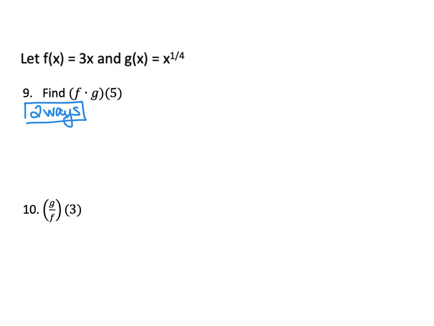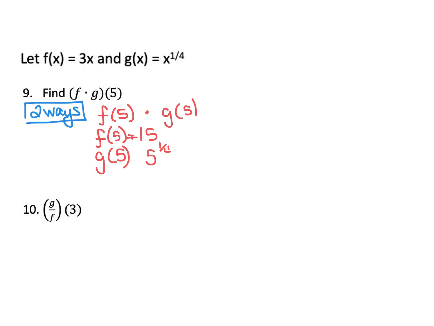So the first way of doing this is to find f of 5 and multiply that by g of 5. Like plug 5 into the original functions. So f of 5 would be equal to 3 times 5, which would be 15. And g of 5 would be 5 to the 1/4 power, if I just plug in. And then if I multiply these together, I would get 15 times 5 to the 1/4. And I wouldn't be able to combine those any further.